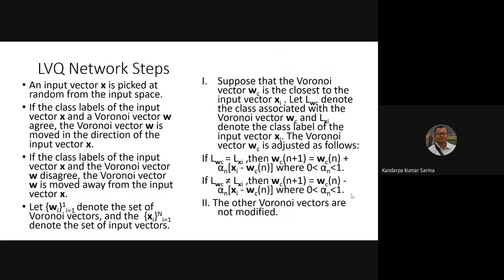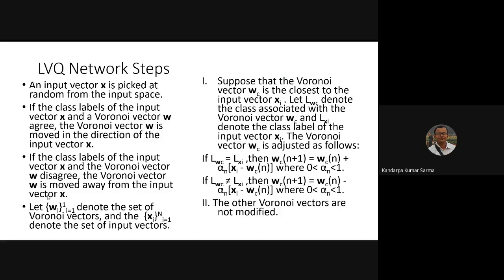So here are the learning vector quantization steps. You first have a sample vector x. Now, if the class labels of the input vector x and a Voronoi vector w coincide, then the Voronoi vector w is moved in the direction of the pattern vector x. If the class labels of the input vector x and the Voronoi vector w disagree, the Voronoi vector w will move away from the input vector.